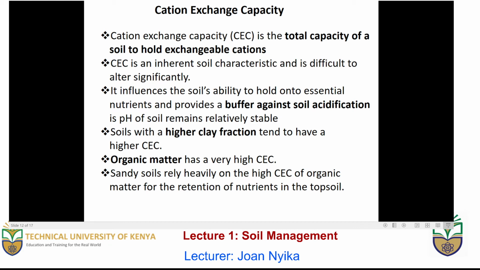You remember from your basic biology that a plant cannot access soil minerals unless they are in their ionic form. For these cations to be exchanged, that is, to be moved from the soil to the plant root, they must be in their cation form. The capacity to hold these cations is what we call the CEC. This is an inherent characteristic of soils that is difficult to alter. That is, different kinds of soils have different CEC capacity.